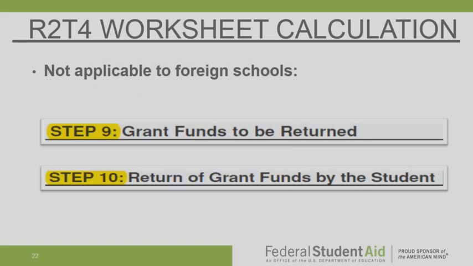Boxes 9 and 10 are for grants. You don't have to include them.